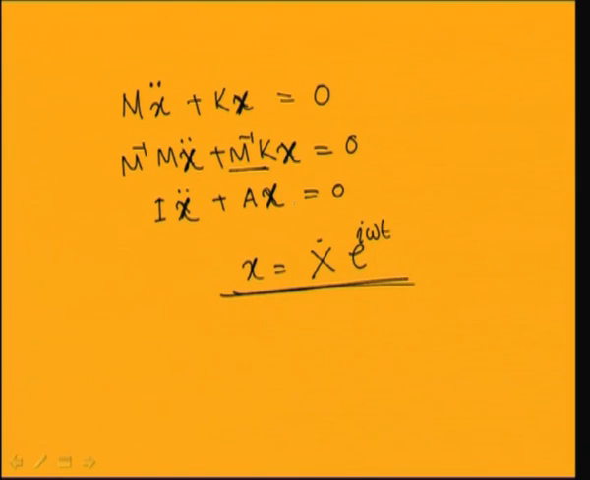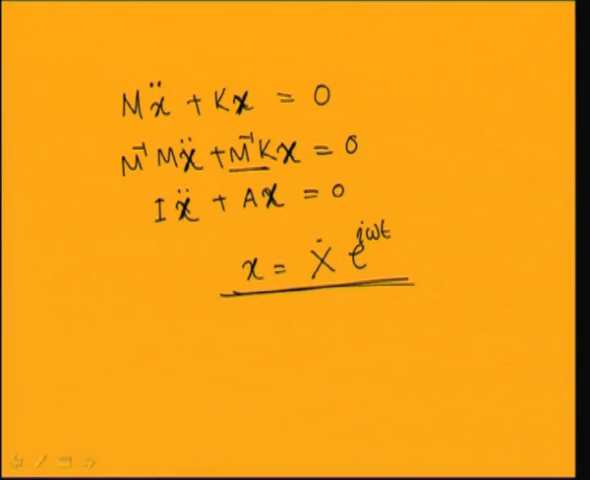So, if I substitute this in this expression, x double dot will reduce to minus omega square x. So this equation will reduce to A minus omega square I into x equal to 0. Or if I substitute omega square equal to lambda, I can write this equation as A minus lambda I x equal to 0, where x is x e to the power i omega t.